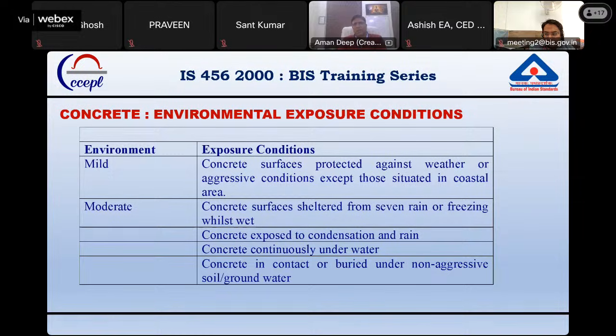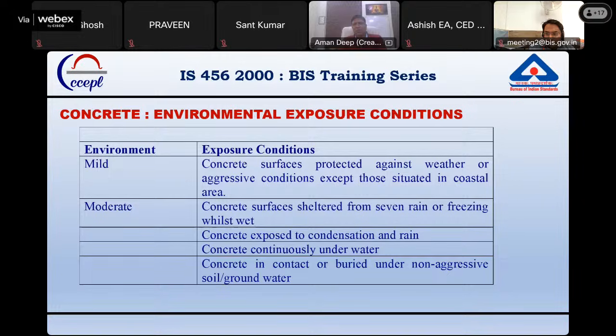So, in moderate, what we are considering is severe rainfall area or freezing areas, cold areas, where condensation or rains happens, or concrete under water. Now, the important thing is continuously underwater, because if it is wet and dry system, then the exposure is going to be on a harsh side. But if it is continuously underwater, then we can consider it as moderate.